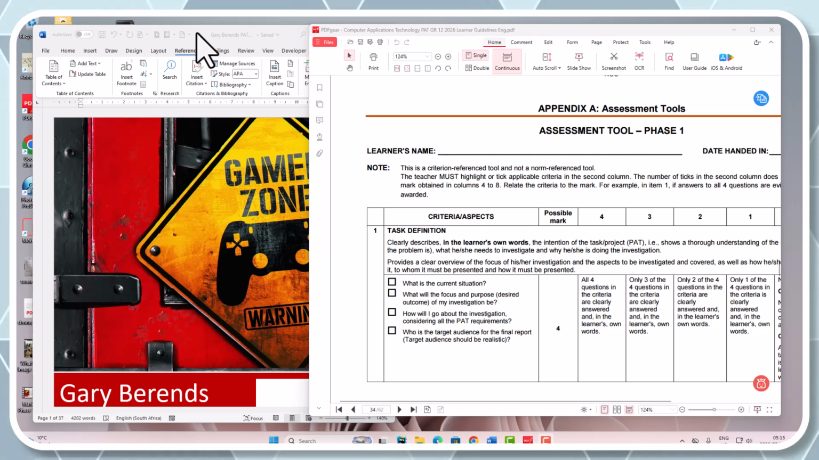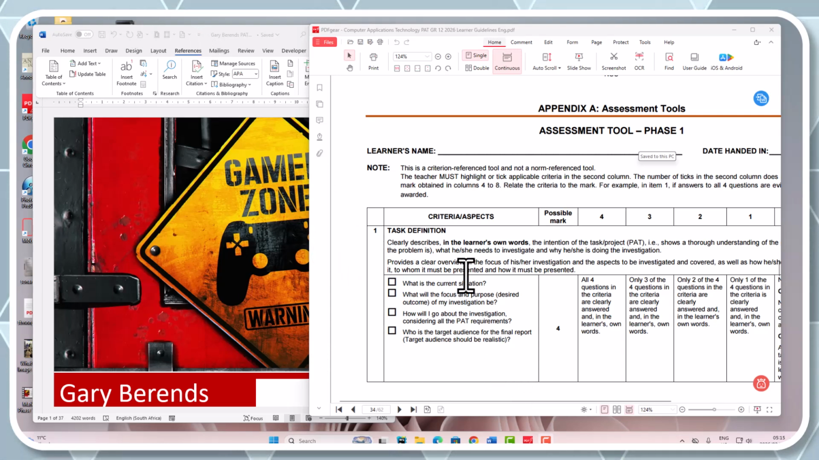Right, what we're going to be doing in this short video is have a look and see if we can mark our PAT by ourselves and see where we've lost marks and where we can gain marks before we submit. Very important to check the rubric and make sure that we're covering everything that the rubric requires.